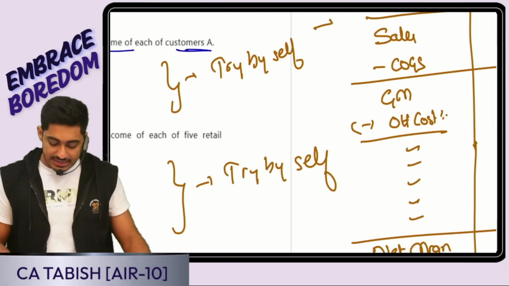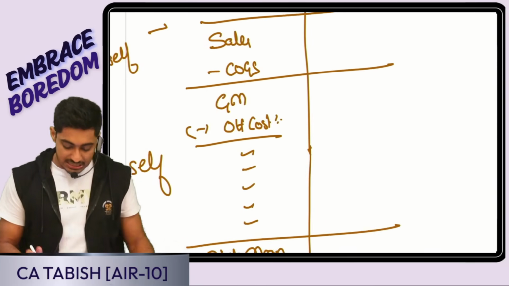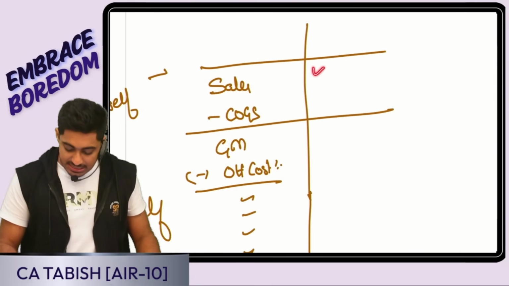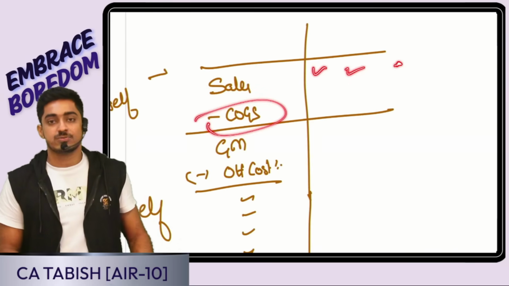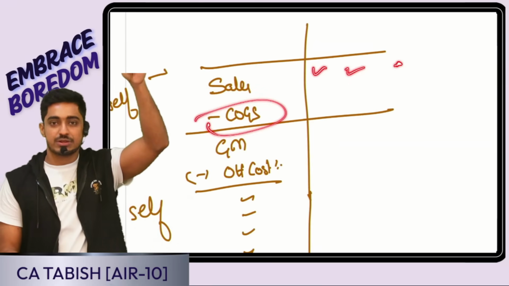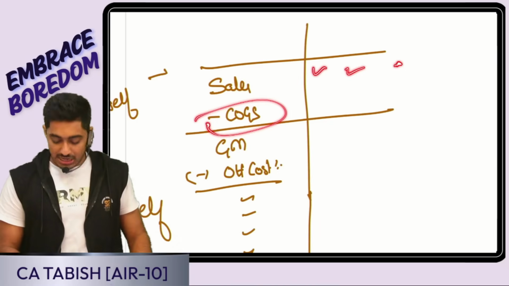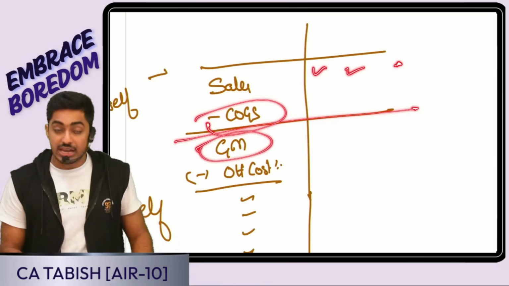Yes, please do the calculation. Try by yourself, very simple structure. I will first write down the sales, that is actual selling price into the number of units sold, minus cost of goods sold, which is basically the purchase price per unit, 5,400 per unit, into number of units. Once I reduce, I will arrive at the gross margin.